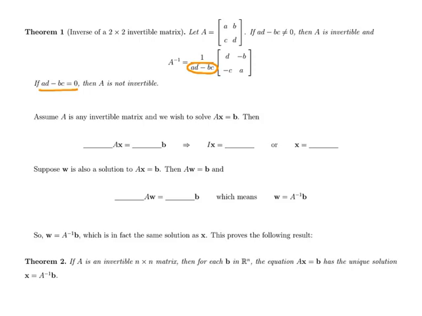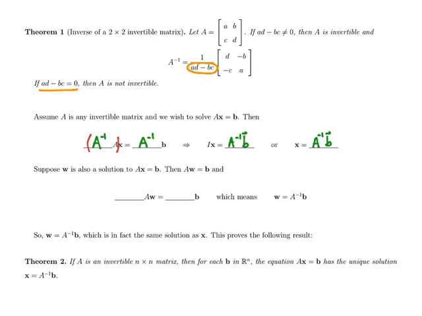So now let's assume that A is any invertible matrix and we wish to solve the equation AX equals B. Then what we could do is take that equation and multiply both sides on the left by A inverse. Then we have A inverse times A is just equal to the identity matrix, and then we are left with I times X equals A inverse B. But we note that I times X is just X, so X, the solution to our equation, is A inverse B.